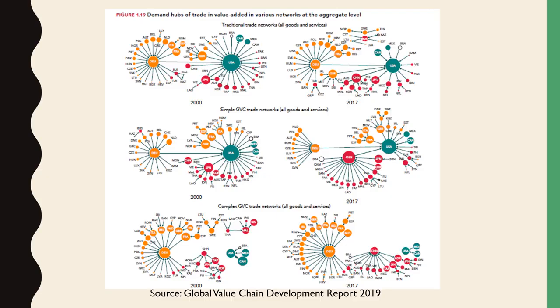So that is what was happening in year 2000. But when we look at year 2017, the regional supply hubs have slightly changed. So you can see there are more than 3 supply hubs in year 2017, and each has their close partners in the supply chain activity.